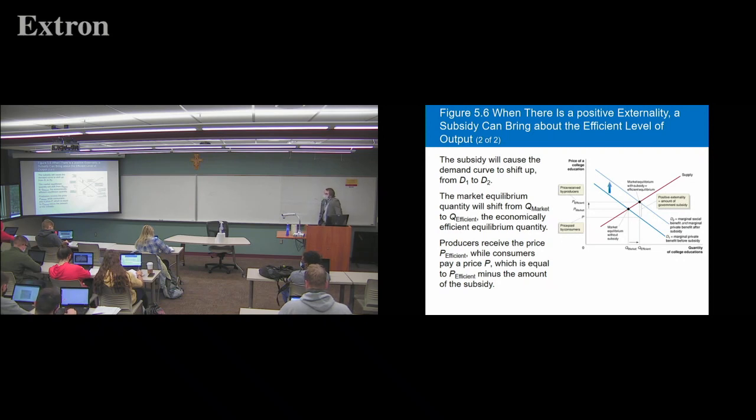This is what we call internalizing the externalities. The cost that people bear and the benefit that people receive, by using these taxes and subsidies, internalize that externality. They're now forced to pay the cost, or they're now able to receive the benefit.